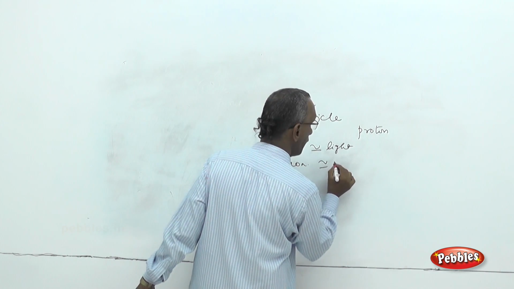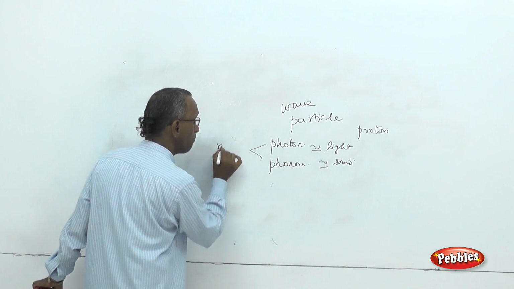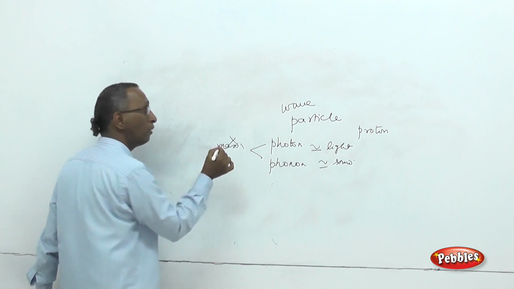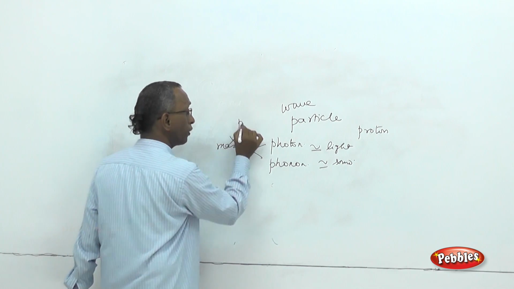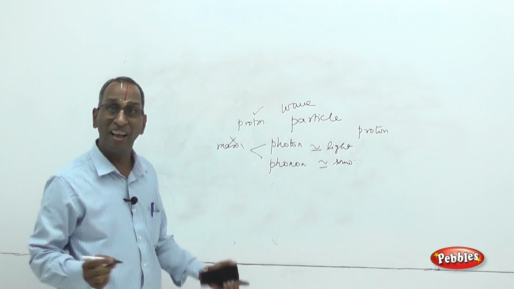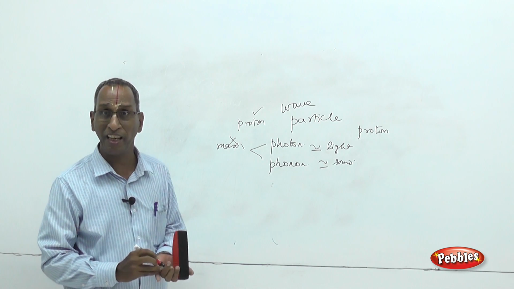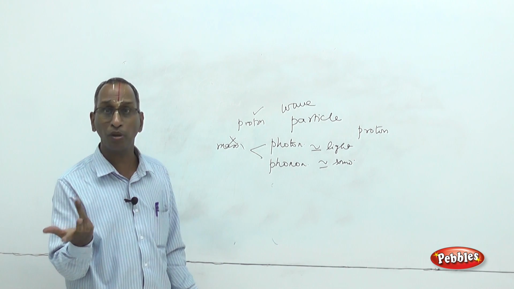Whereas the phonon is the smallest constituent of sound energy. But they do not carry mass. A proton has mass. So there are some systems which possess energy but not mass. Heat energy, for example, does not possess mass.